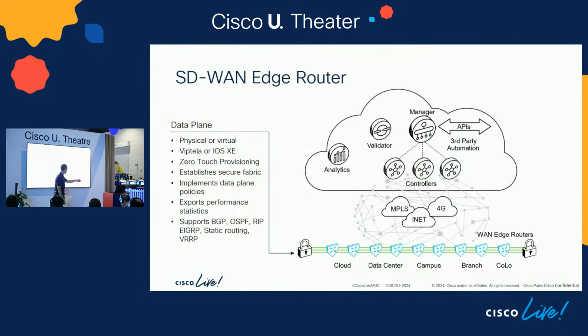And then finally, the last one is that data plane. So these are all the routers. Doesn't matter if the router is virtual. Doesn't matter if the router is physical. This is where we're going to leverage that zero-touch provisioning I was talking about earlier. This is where our IPsec tunnels are going to be built out. And it supports all of the traditional routing.